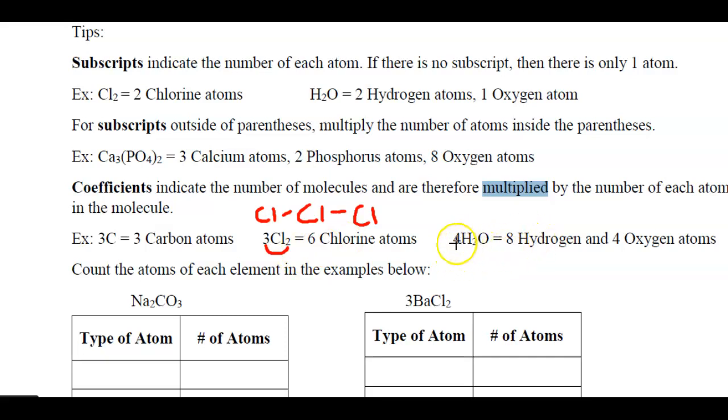We have 4H2O. Now, the coefficient multiplies everything behind it. So 4 times 2 is 8, and 4 times 1 is 4. So that's how we actually got this here. Okay, so we'll go into this in the next video. This one's a bit long, so I want you to really look at this before we get deeper into it.